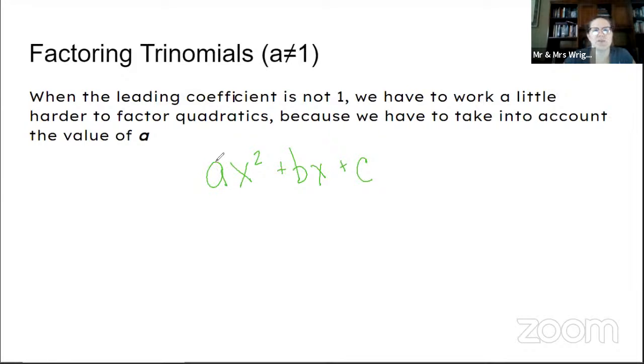In the past, we looked at ones where A was 1, and that means something different than when A is a different number. So today we're going to specifically look at some things where A is a number other than 1. We may have to work a little bit harder to factor these, but once we show you the method, it's going to end up being pretty easy.